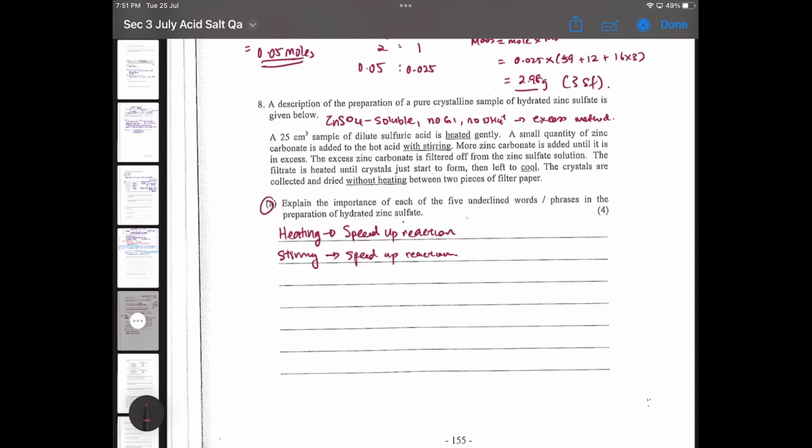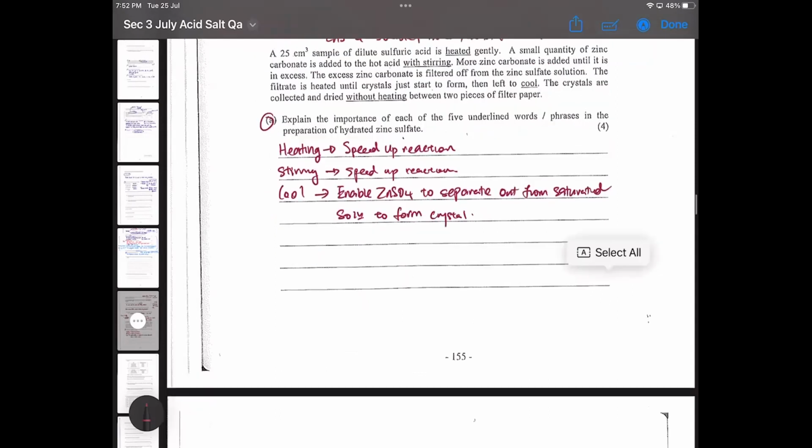Why do we want to cool? Okay, the cooling process is to enable the zinc sulfate to separate out from the saturated solution, to form crystals. Okay, since we are at this point, later on below over here, I will explain why cooling will cause the crystals to appear.